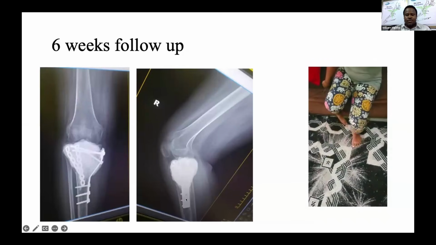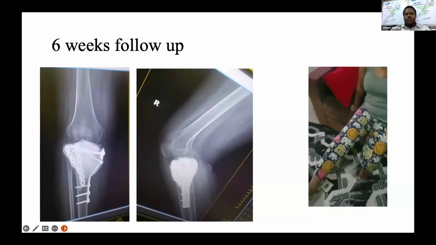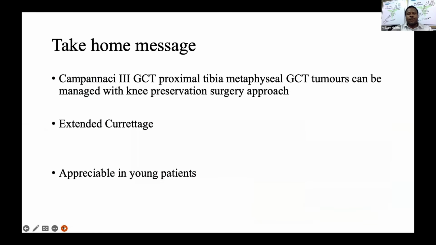So we think this will work for her, and in the long-term follow-up, we think this will help the patient, and she will have escaped endoprosthesis replacement, especially at her tender age of 23 years old.